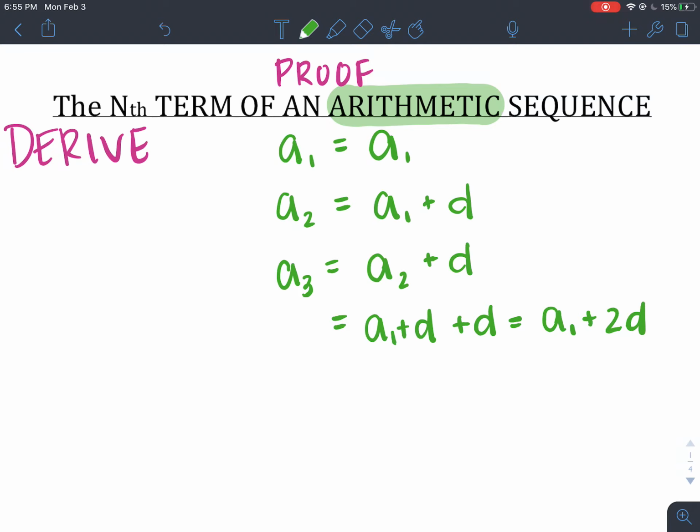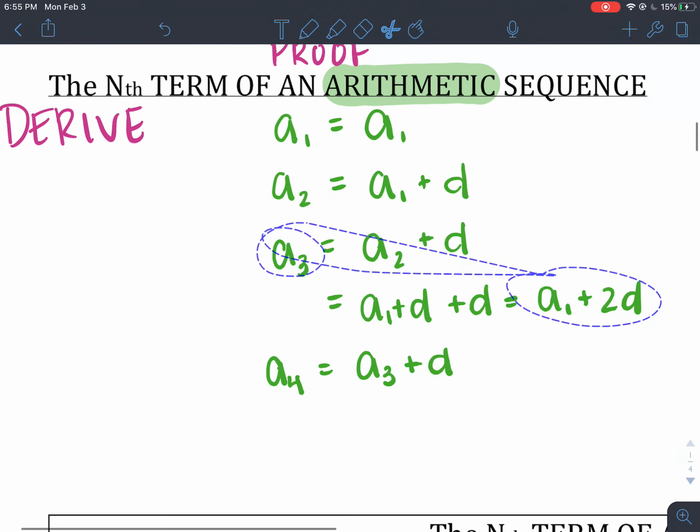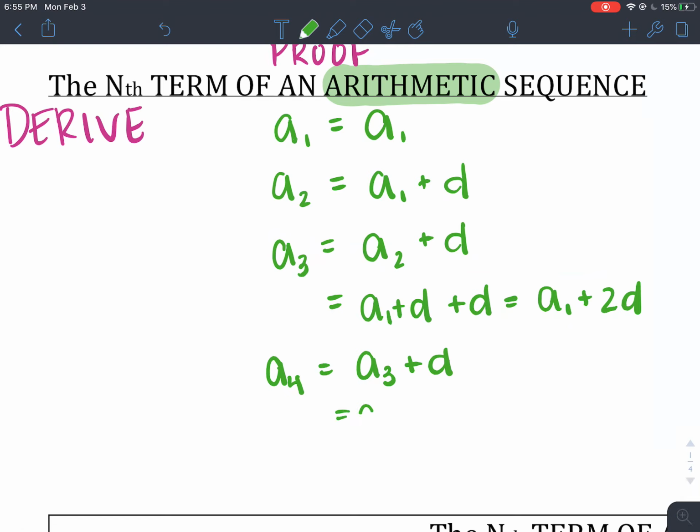Okay, 3 terms is nice, 4 terms is even nicer, so we'll do it for the fourth term. This is a sub 3 plus d, but we just said that a sub 3 is really a sub 1 plus 2d. So this is really a sub 1 plus 2d plus another d, or a sub 1 plus 3d. All right, so we have our first 4 terms.